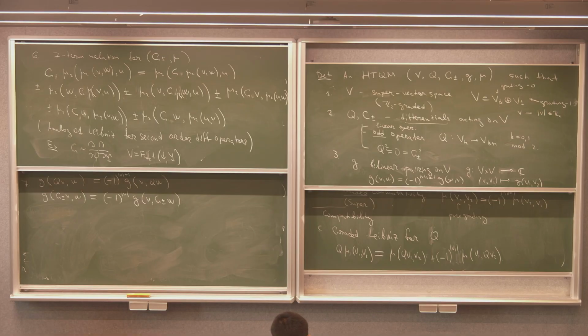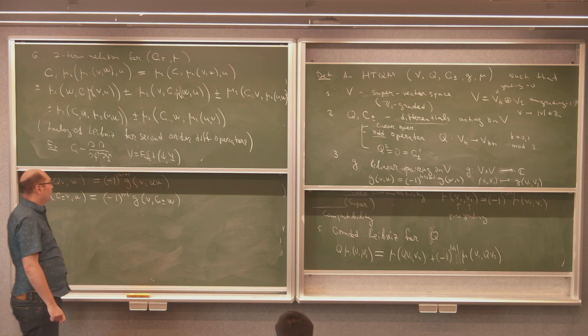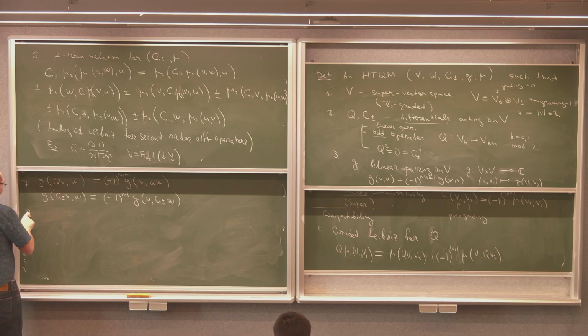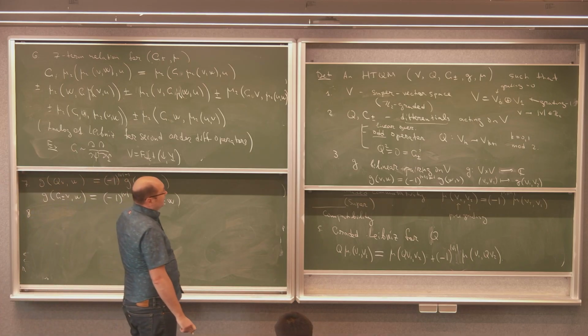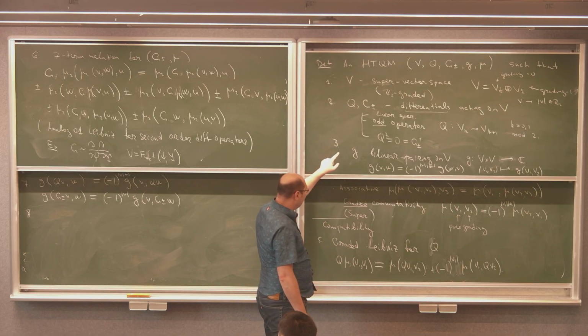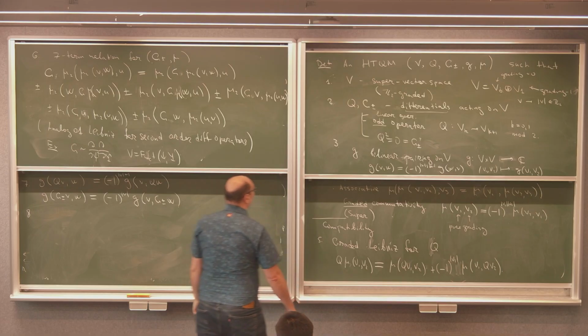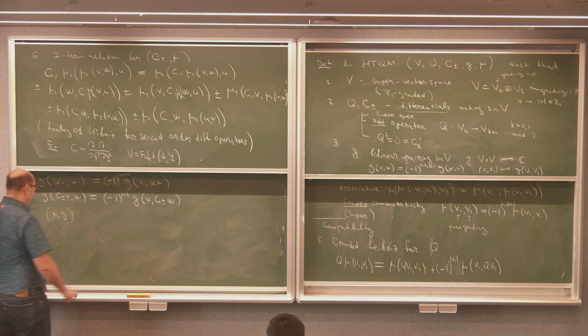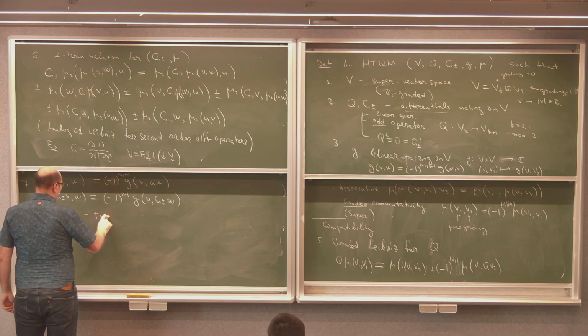So that is our compatibility between pairing and differential: when we have a pairing with a differential acting on one of the arguments, we can flip this differential to act on the other argument at the price of some sign that depends on the parity of the first argument. Okay, so that was the compatibility condition between differential and multiplication and pairing. And the last compatibility condition is between multiplication and pairing. This condition is what people often call Frobenius structure.